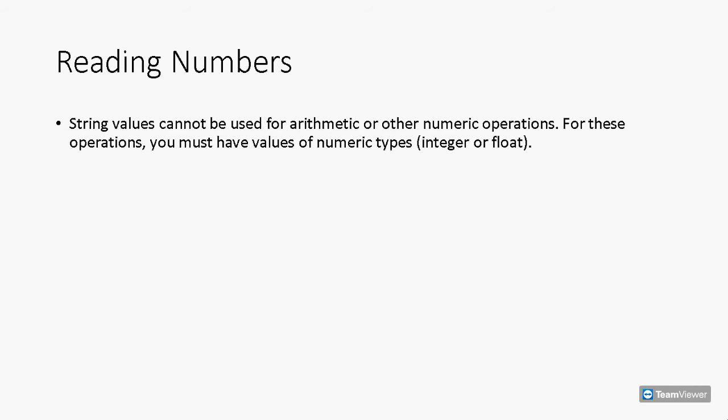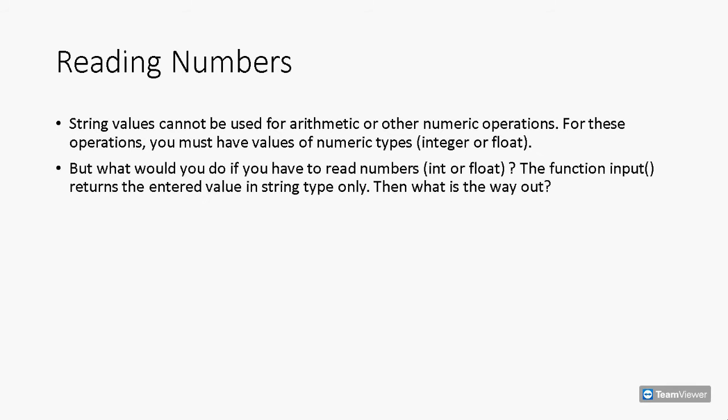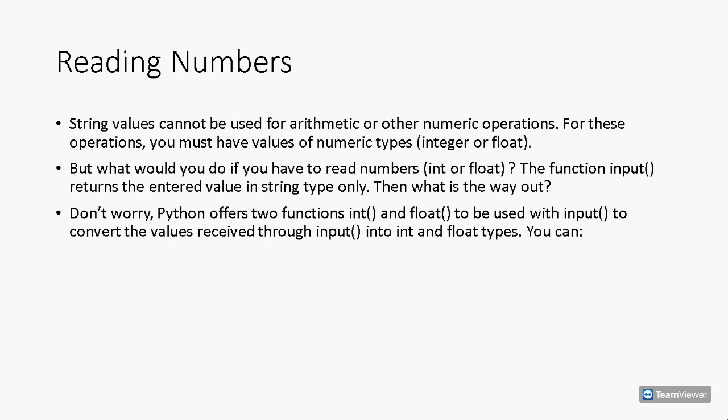Reading numbers. String values cannot be used for arithmetic or other numeric operations. For these operations, you must have values of numeric types, integer or float. But what would you do if you have to read numbers, int or float? The function input returns the entered value in string type only. Then what is the way out? Don't worry, Python offers two functions, int and float, to be used with the input function to convert the values received through the input function into int and float types.